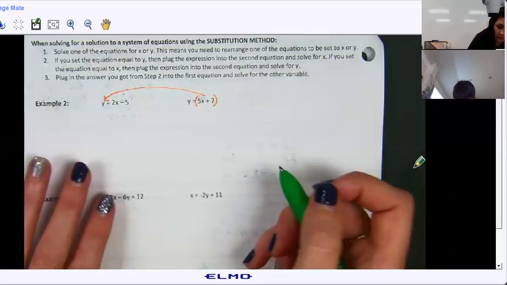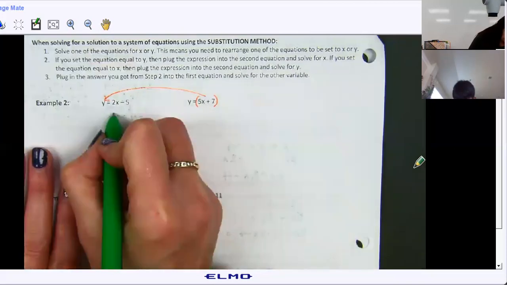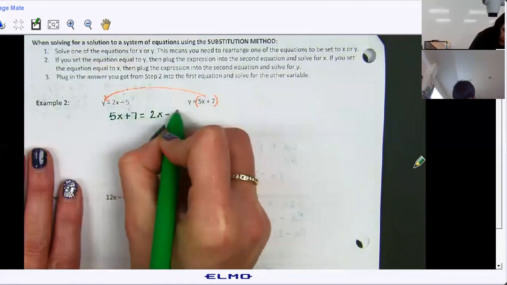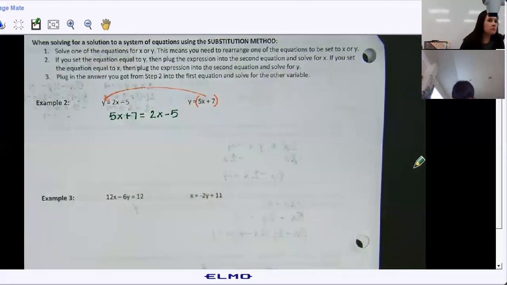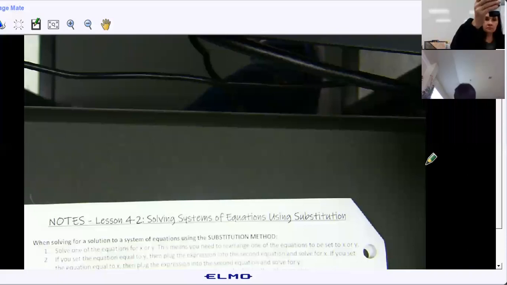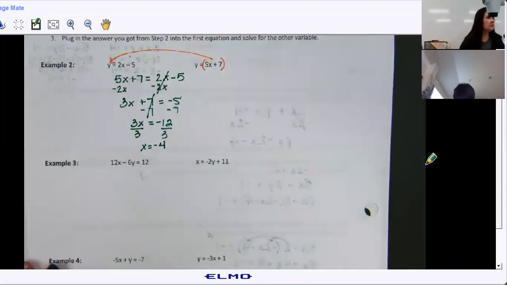So if I plug 5x plus 7 into this equation, I have 5x plus 7 equals 2x minus 5. What variable are we solving for now? X, because it's the only one there. We're going to solve for x. Okay, so I would like everyone to go ahead and solve for x right now. Okay, when you are finished, check your answer, but please try to solve it on your own first.